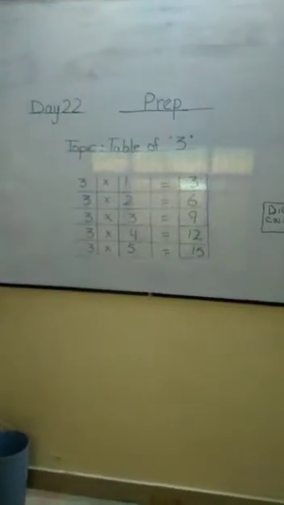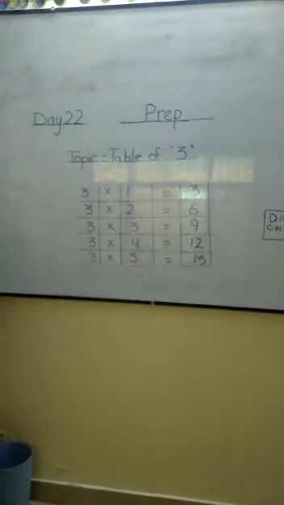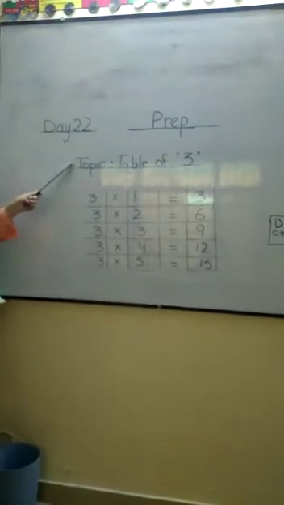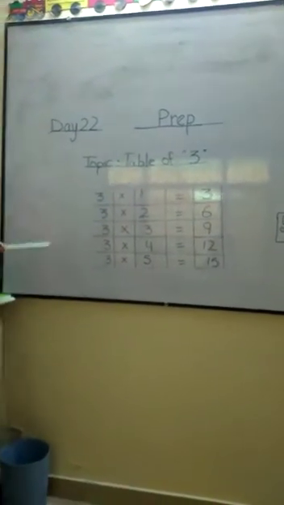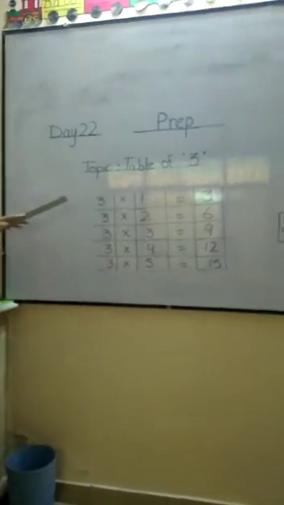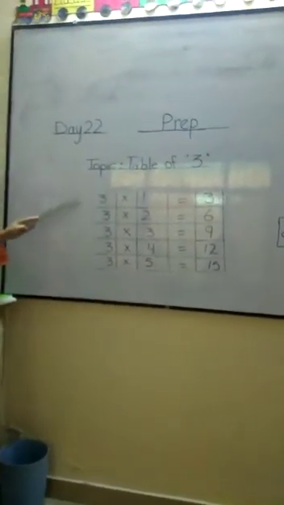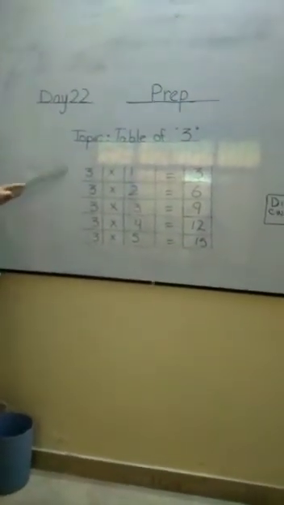Good morning prep class. Today is day 22 and our topic is table of 3. Please take out your notebook. Firstly you write topic table of 3. Today you write and learn half table of 3.